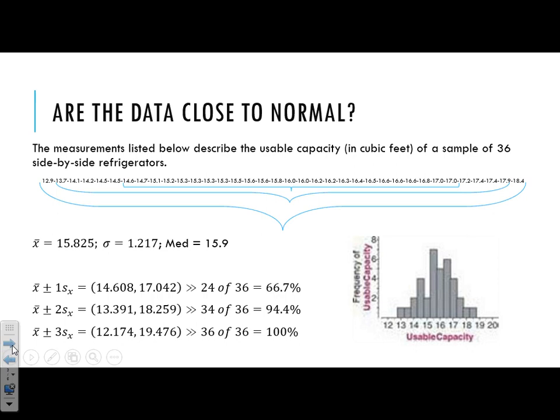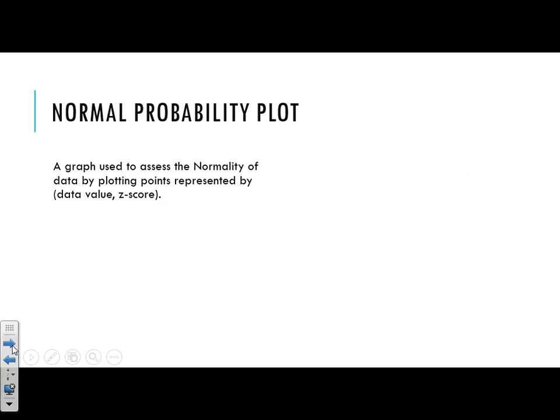And the good news is we have a quicker method that we can utilize to analyze the normality of a set of data. And that's what we refer to as a normal probability plot, which is just simply a graph that is used to assess the normality of data by plotting points. And those points are going to be represented by the data value on the x-axis, all right? And then calculating each individual data value's z-score, all right?